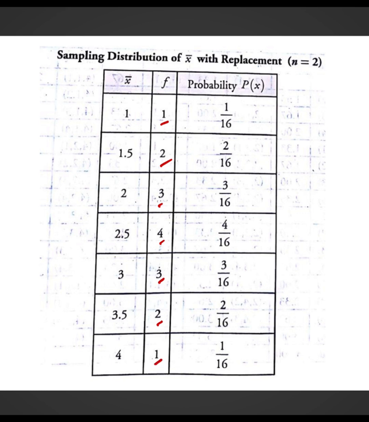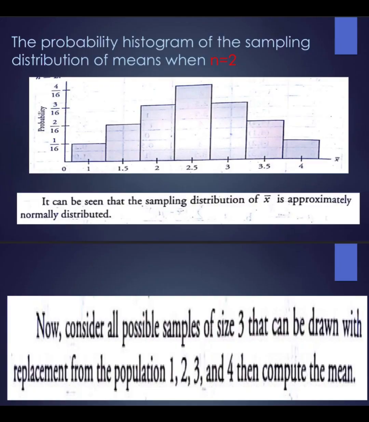So therefore, the probability of the sample mean 1 is 1 over 16. The probability of the sample mean 1.5 is 2 over 16. The probability of the sample mean 2 is 3 over 16. The probability of the sample mean 2.5 is 4 over 16. The probability of 3 is 3 over 16. The probability of the sample mean 3.5 is 2 over 16. And the probability of the sample mean 4 is 1 over 16.